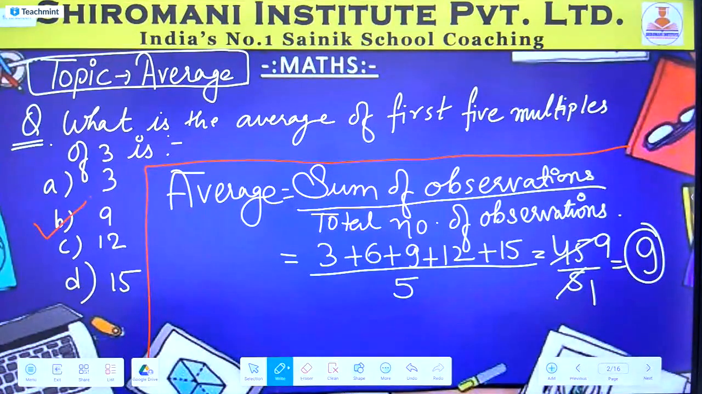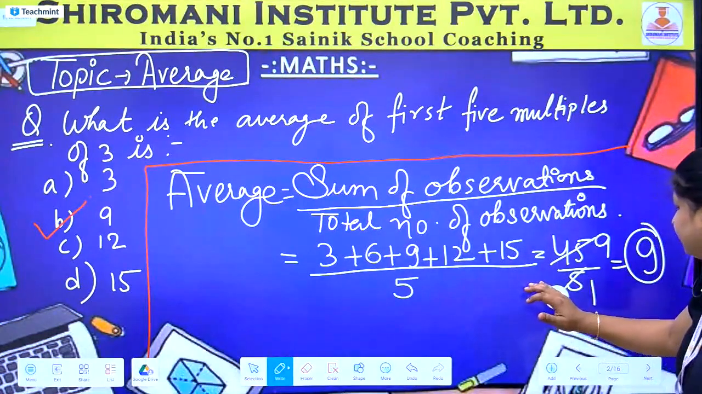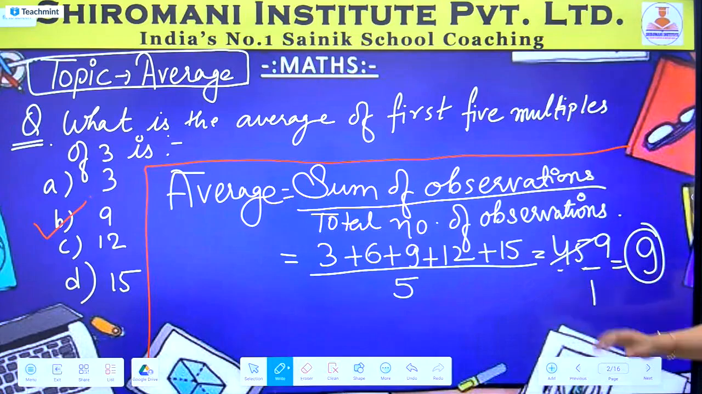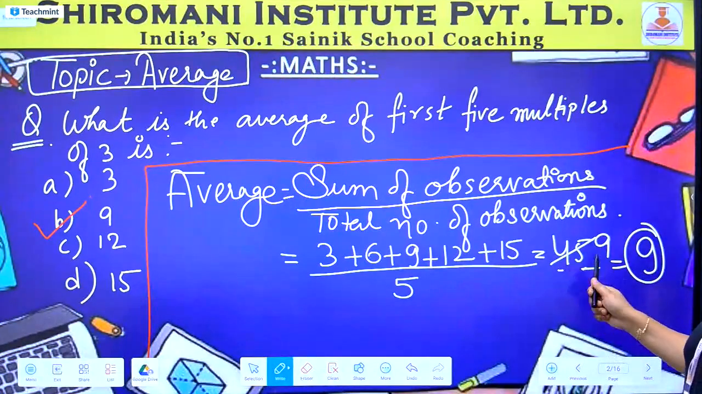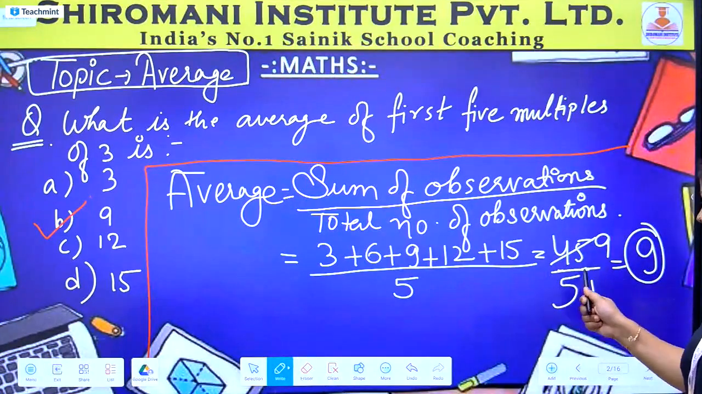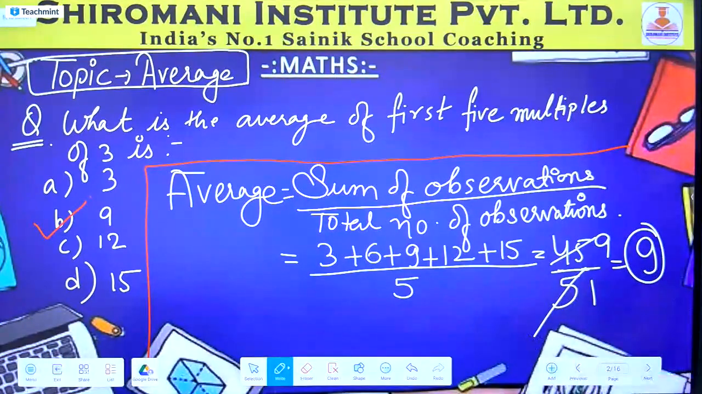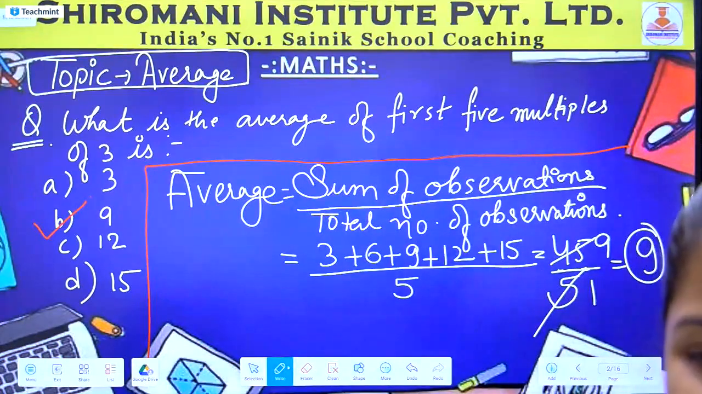Yes, Omkar. You say I wrote 8 under 45, not 5. That is 5, beta. It looks like 8 because I have just cut this 5. This is 5. Okay.